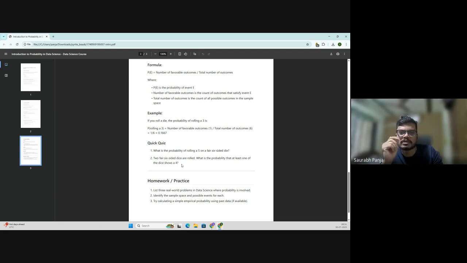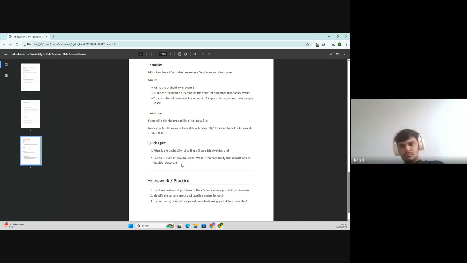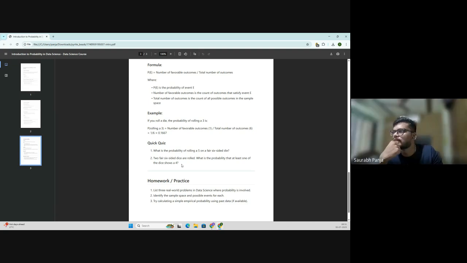What would be the sample space? 11 by 36. Two pairs are... what is the probability that at least one of the dice is 4? Okay, how did you calculate it?